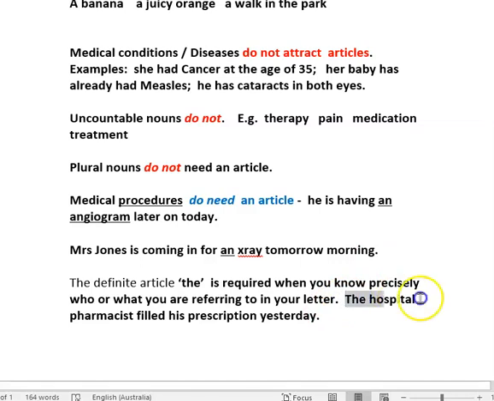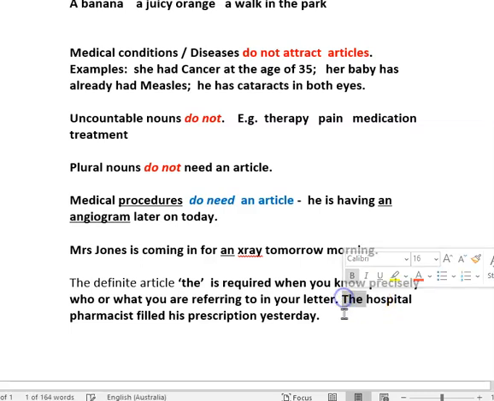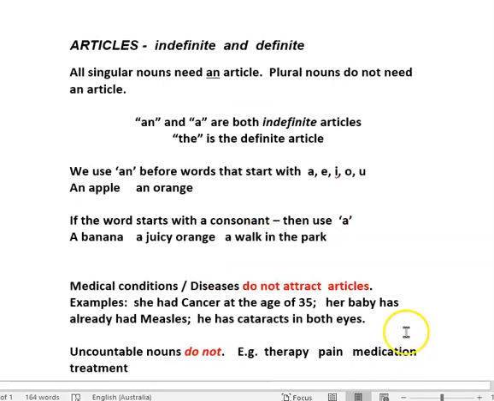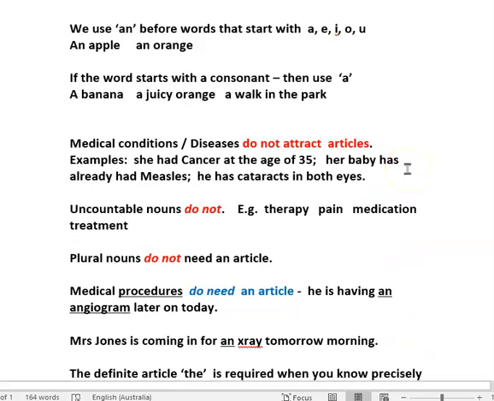Otherwise, you would say a pharmacist filled his prescription yesterday. You don't know which one, but you assume it was a qualified pharmacist, right? When you say the pharmacist, you know exactly it's the one that works in the same block a few doors down from the hospital, and it could also be the hospital pharmacist, the one that works actually inside the hospital building, in which case you would use the. So we use the definite article when we know exactly who or what we're talking about. I hope that helps you with using articles, and you can always come back and have a look at this video. Okay.